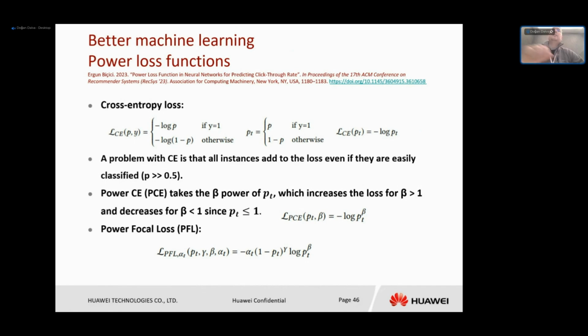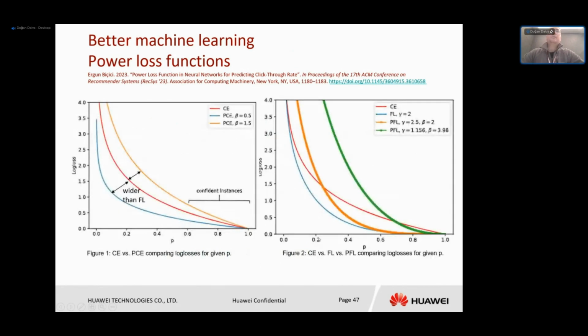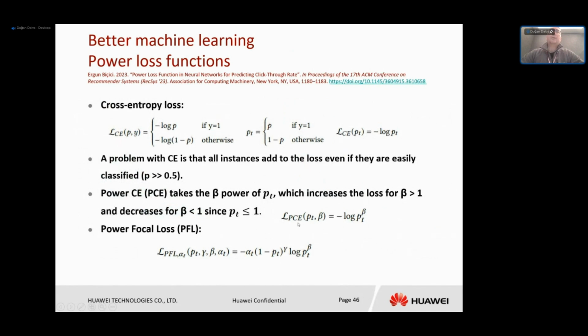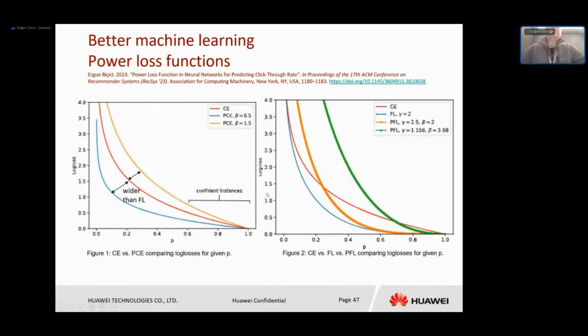And there's another loss function called focal loss, that has an alpha parameter and also multiplies with 1 minus pt. And we also modify this and obtain power focal loss in this form. So these are power loss functions: power cross entropy PCE and power focal loss PFL. When we plot these, x axis is p and y axis is log loss.